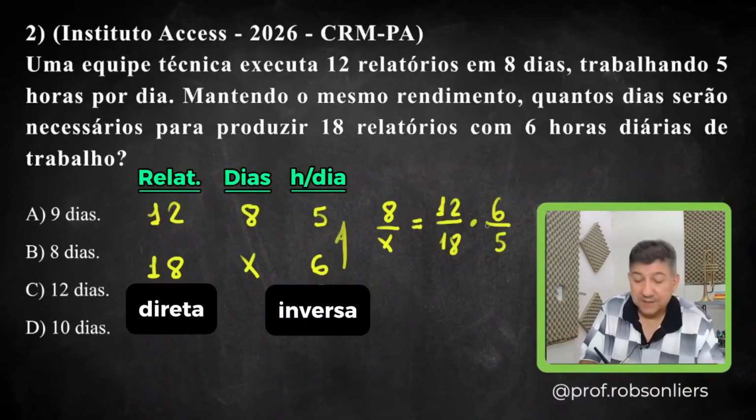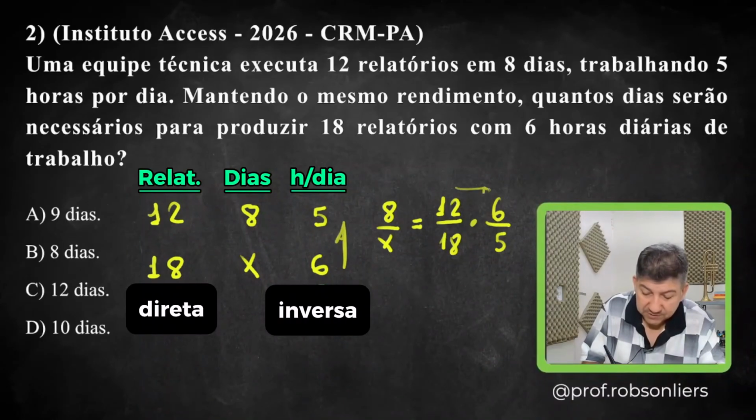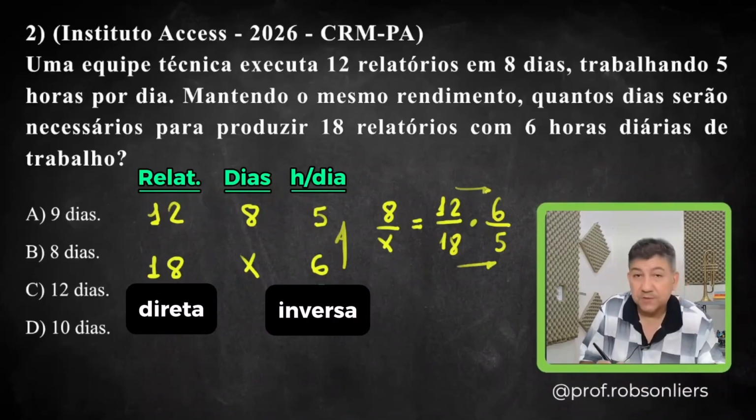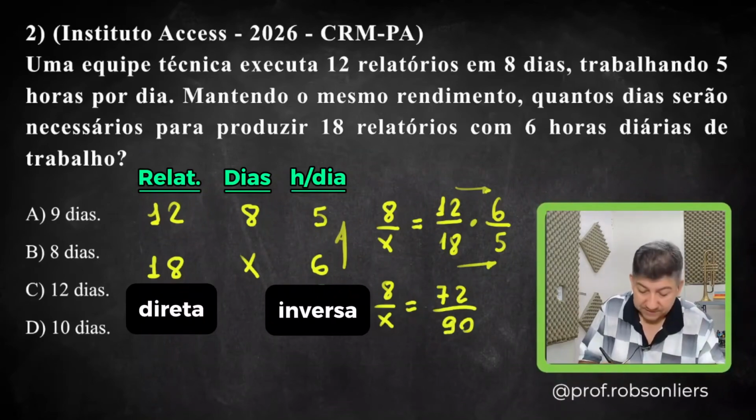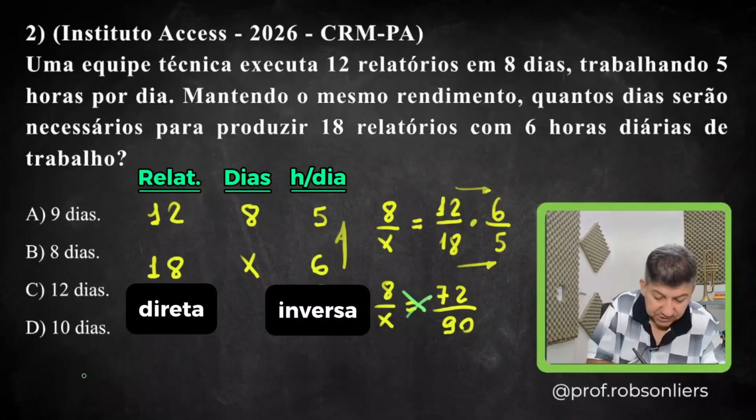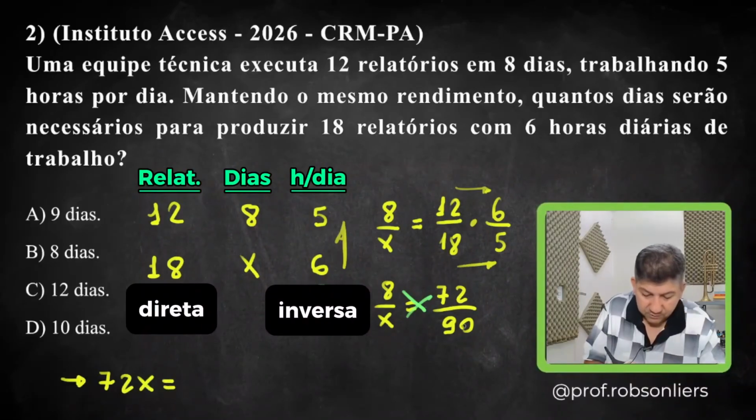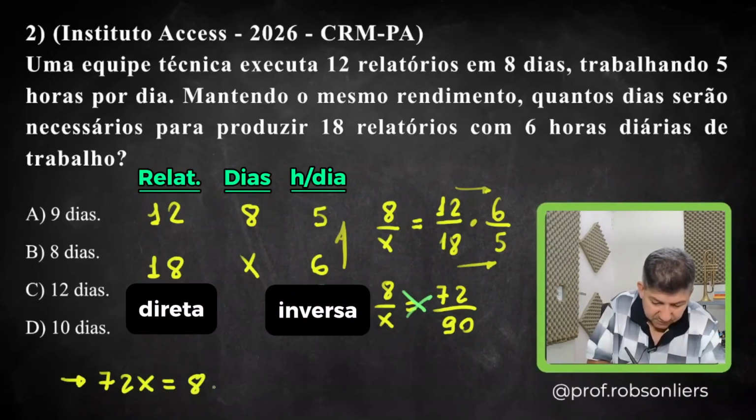Solving this multiplication of fractions here, look, we multiply the top by the top and the bottom by the bottom. So, I'll repeat here. Look, 8 over x equals 3 times 12, 72. So, 72 over 18 times 5, 90. 72 over 90. Multiplying crosswise here, x times 72, 72x. I'll continue down here. Look, 72x equals 8 times 90. I'll leave it like that for now. I won't multiply it yet.